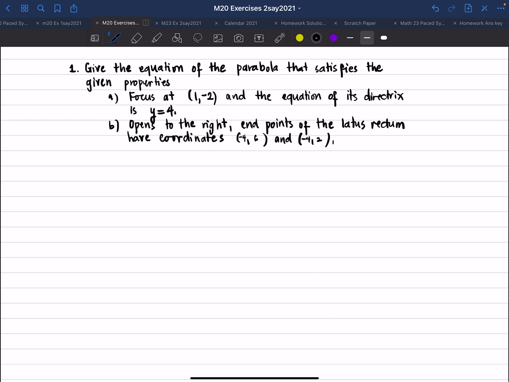So for letter A, given the focus at (1, -2), and the equation of its directrix is y = 4. So nandito tayo. Whenever I solve conic, dinodrawing ko muna siya para magets ko yung orientation. I mean, hindi naman kailangan maganda. It does not have to be beautiful, as long as the orientation is correct. So, the focus is at (1, -2), and the equation of its directrix is y = 4. So, it is a horizontal line passing through y equal to 4.